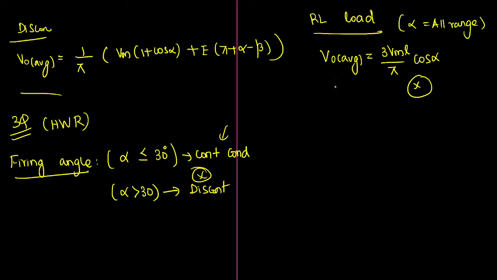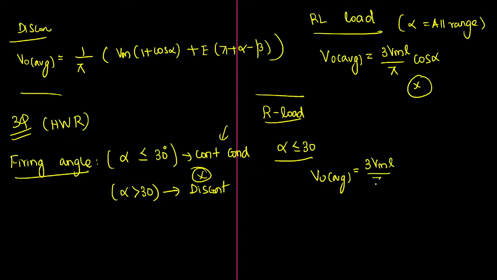So for whom are we going to consider alpha less than 30 and greater than 30? It is for R load. When you are dealing with the R load, these things will happen. When the value of alpha is less than or equal to 30 degree, first case, the value of V naught average can be simply written as 3 times of maximum line voltage divided by pi into cos alpha.